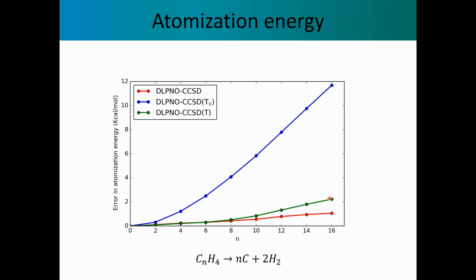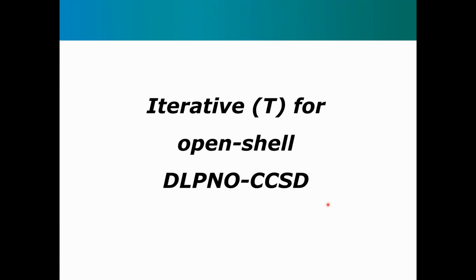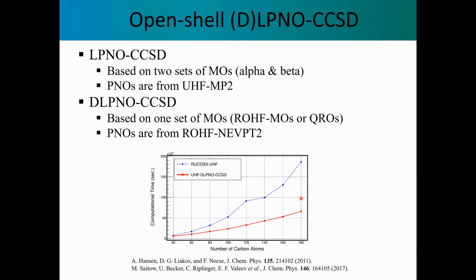The error of the atomization energy also reduced compared with the canonical CCSD(T). Now let's move to the second part of my talk, the iterative (T) for the open shell case. The previous DLPNO-CCSD has been iterated for two generations. The first iteration is the LPNO, and later my colleague Masaki Saito implemented the new DLPNO-CCSD.